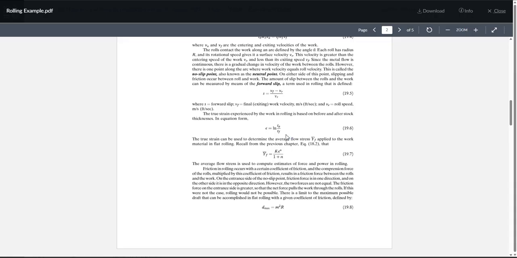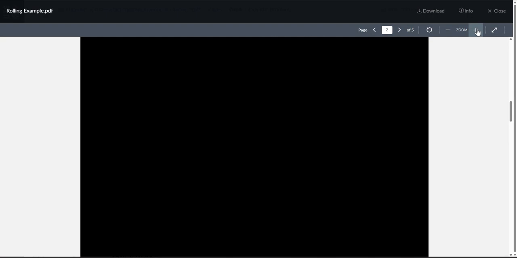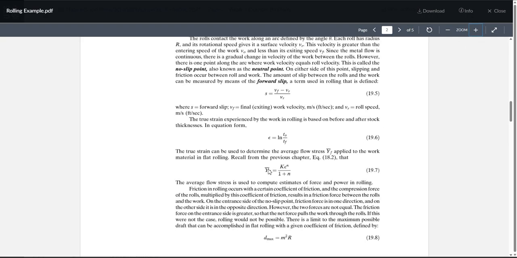Now, the flow stress. It's not going to be a flow stress. This one with the bar at the top of it, let me just zoom in for this one. Sorry. If we're going to have a bar on it, we're going to call it the average flow stress. It's going to be average flow stress instead of the flow stress like what we have in the case of the forging.